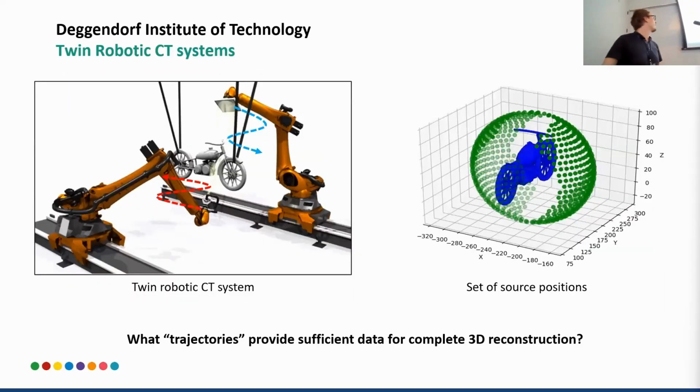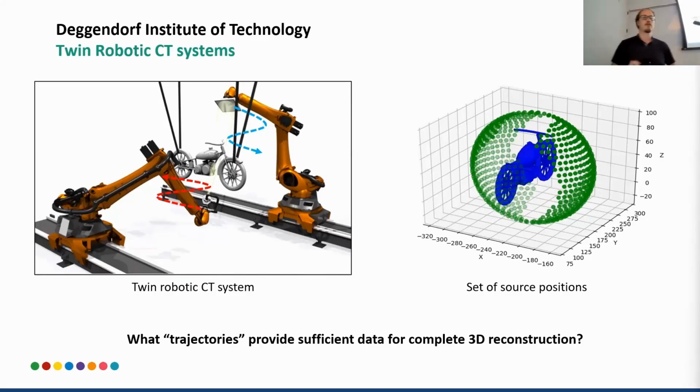So the problem is in complex use cases. For example, here I simulated a motorcycle. The question is, which trajectory do you want to choose? Which directions do you want to choose? It often depends on which direction you can scan. And then some directions are better because of less attenuation, because of the metal or anything. In this example, the green dots are the possible source directions. And from these green dots, you should choose some of the directions and then use iterative reconstruction.